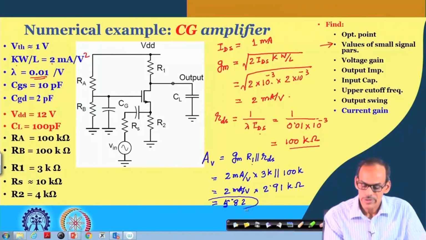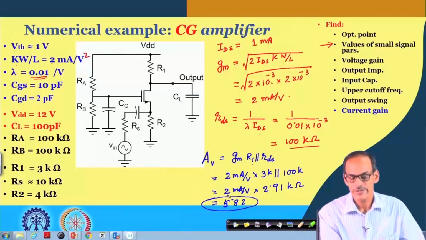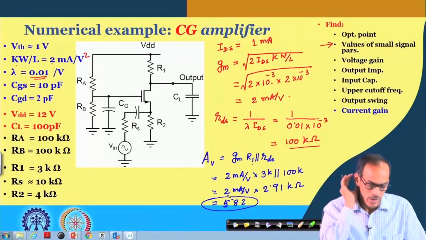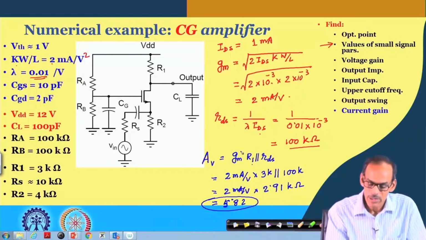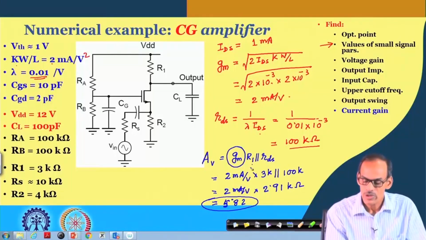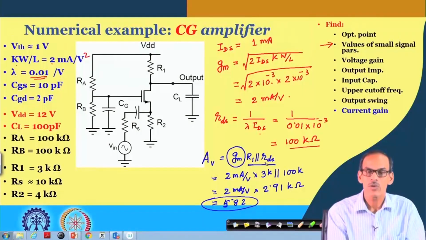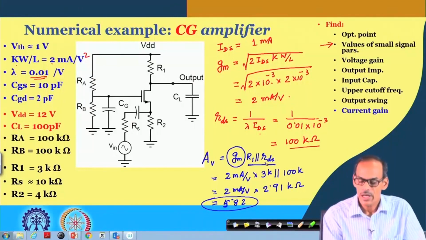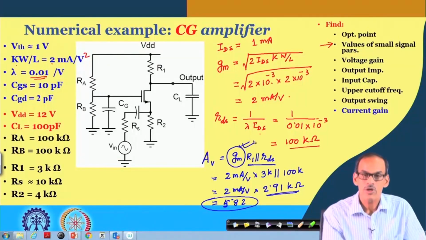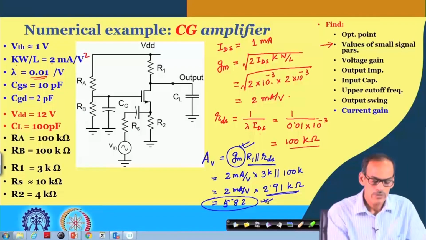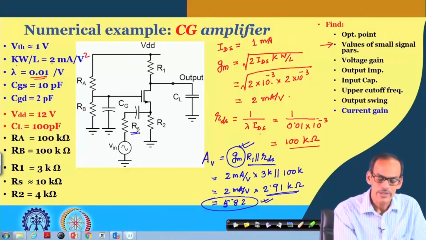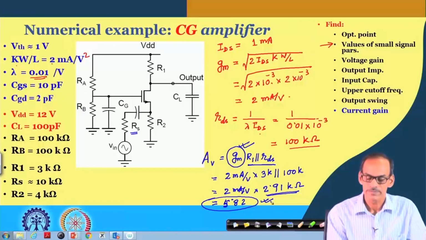You can see that the gain here is very small compared to the common emitter amplifier. That is expected mainly because the value of Gm for a MOS transistor is quite low. So, even though this R1 and RDS in parallel have a significant amount of resistance, because of the smaller value of this Gm, the voltage gain is quite low. So, even without considering this RS, we do have this problem.